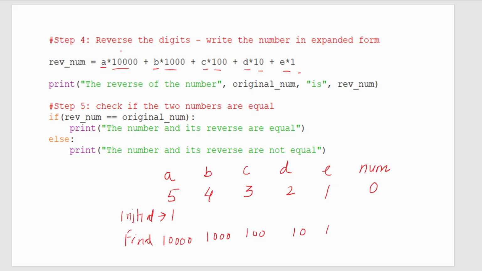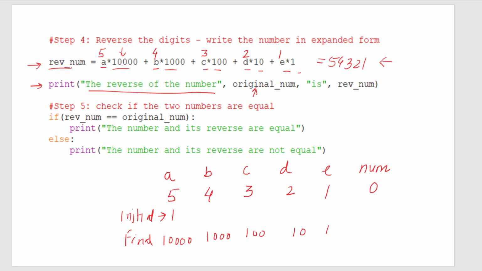So if we change the place values, we will get a reversed number. What will be the number? We have A as 5, B as 4, C as 3, D as 2 and E as 1. So this number will come out to be 5 4 3 2 1. Till this point you are getting a number. So if we print this, it will print the reverse of the number. This is the string that is in double quotes. It will print something like this. Then it will take the original number.